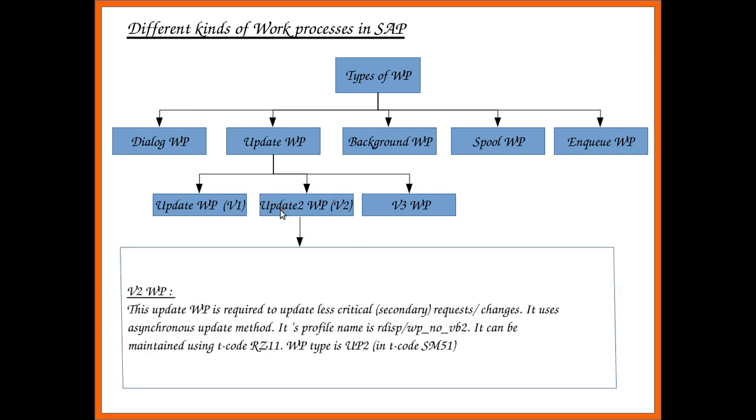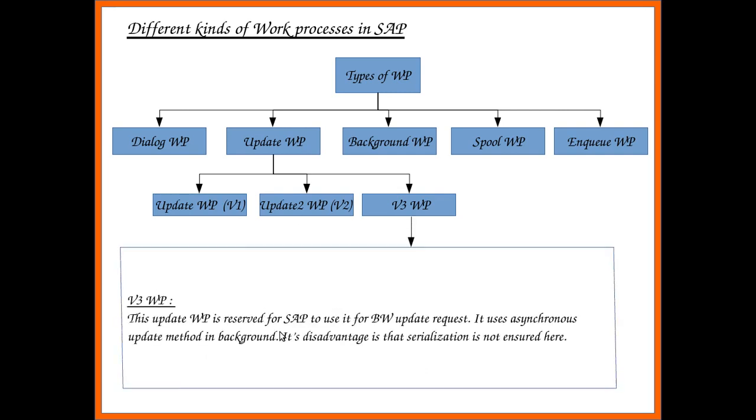V2 or update 2 work process is used to update the less critical or secondary requests or changes. It is an asynchronous update process. So any statistical table update requires V2, otherwise V1 is required. If there is no V2, then it will call the V1 update process.